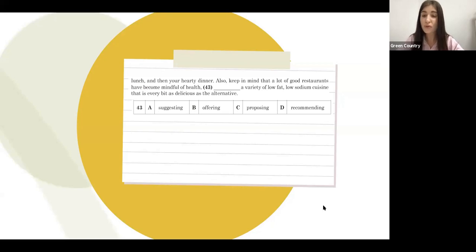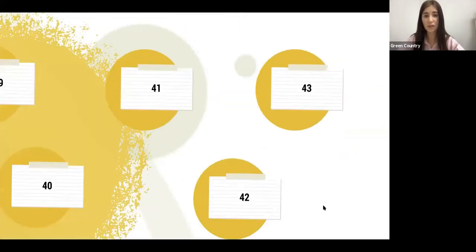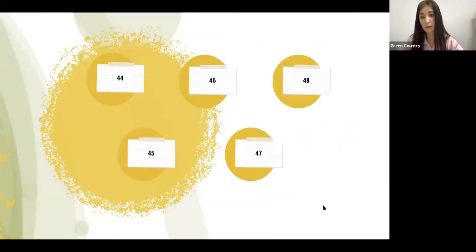Offer means to provide someone with something, for instance, to provide someone with an idea or a decision. Proposing is to propose something physical, or again, to propose an idea. So this one is the correct one, offering. You're exactly right. Offering a variety of low fat. Even at the restaurant, you might see "we are offering," for instance, vegan food or vegetarian food. So this one is providing some low-fat food. B.